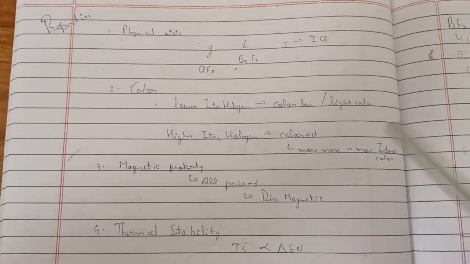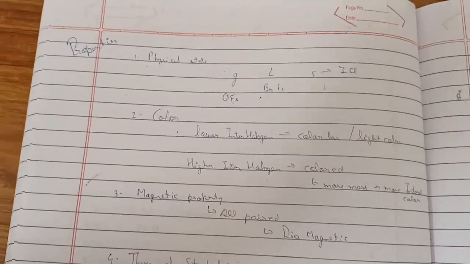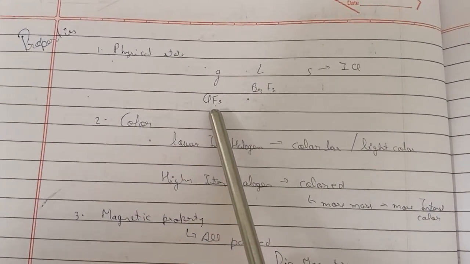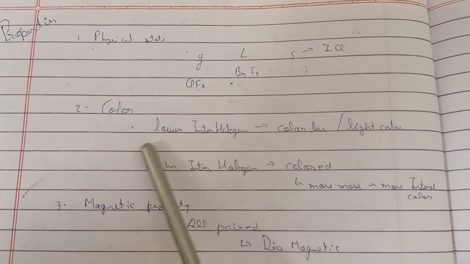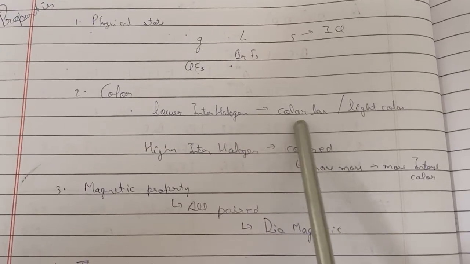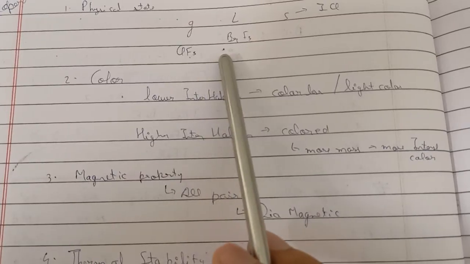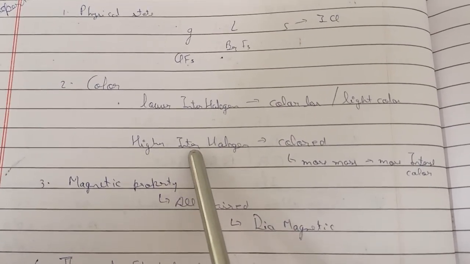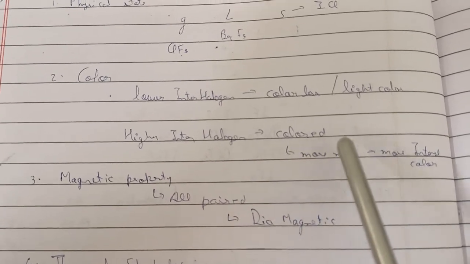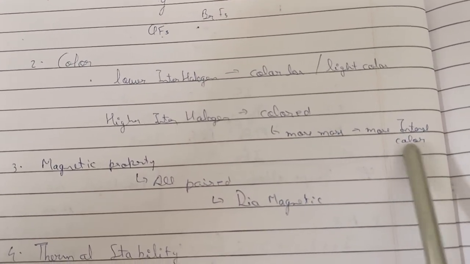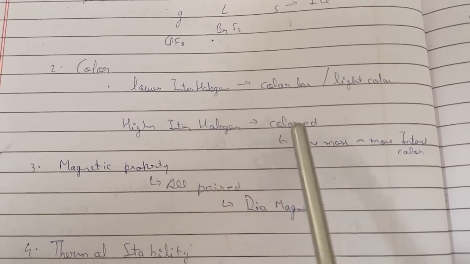Properties are very important. Questions are asked on the basis of properties: they will give you a property and ask which compound it is. Let's begin with physical state. Gaseous is ClF3, liquid is BrF3, and solid is ICl3. Color: lower interhalogen compounds, the small ones like ICl, show less or light color. Higher interhalogen compounds like ICl5 and IF7 are colored. More mass, more intense color. The intensity of color is directly proportional to the mass for higher interhalogen compounds.